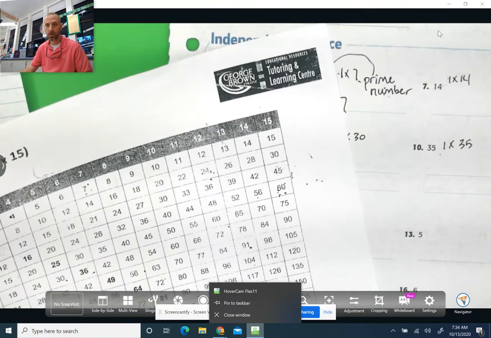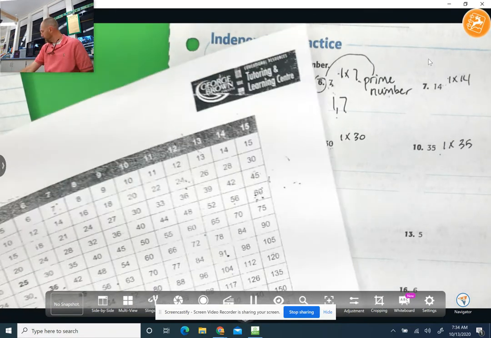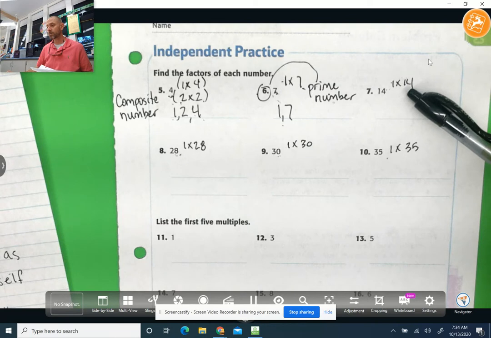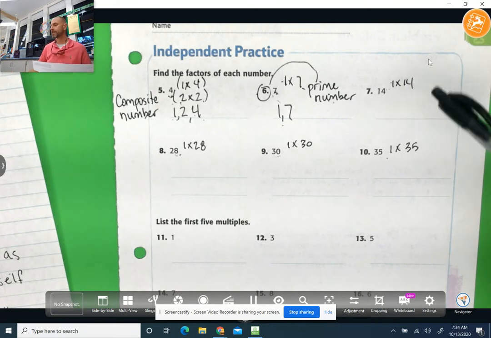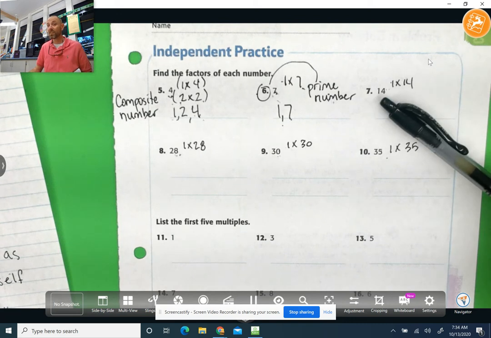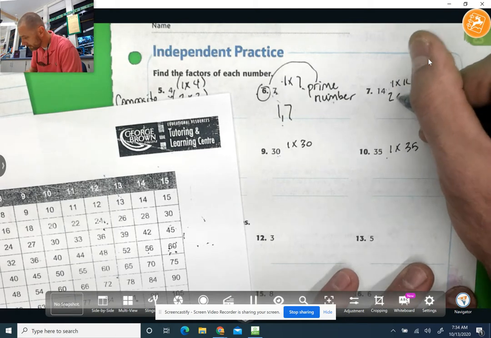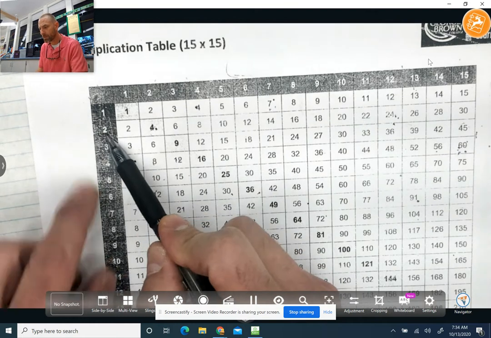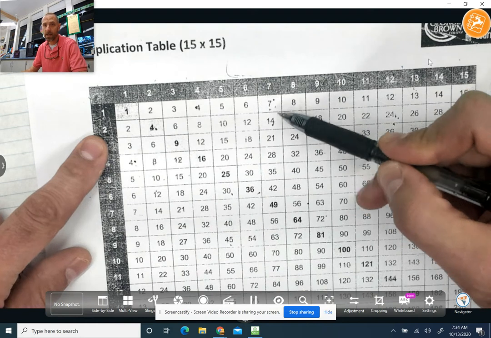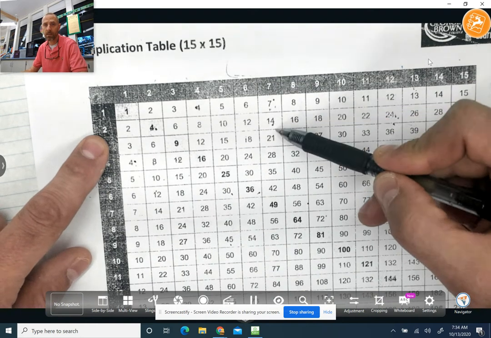Okay. All right, so let's see here. Next one is 14. So let's find the factors of 14. We already know that 1 times 14 is the first factor pair, right? 1 and itself. 14 is an even number. It's got an even digit in the ones place. So 2 times something will equal 14. If I come over here and I know it's 2 times something, I can scan 2. Boom, there's 14. And 2 times 7 is 14.